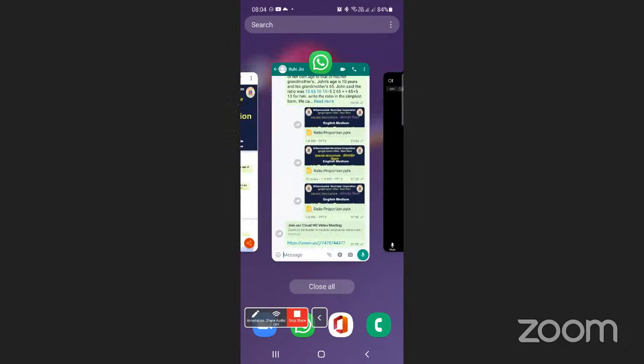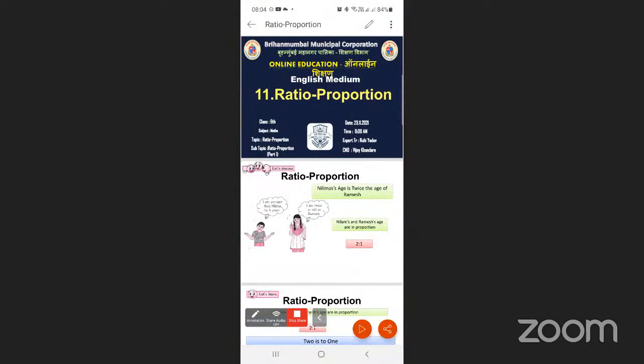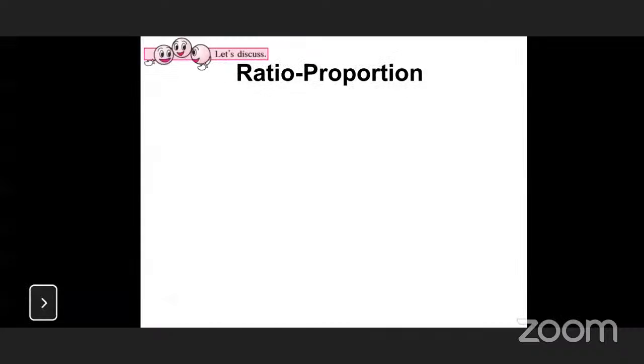Today we are going to start another new chapter, that is ratio and proportion. We'll learn exactly what ratio and proportion are. For this, we'll take one example. There are two people, a brother and a sister. One's name is Ramesh and the other is Nilima.